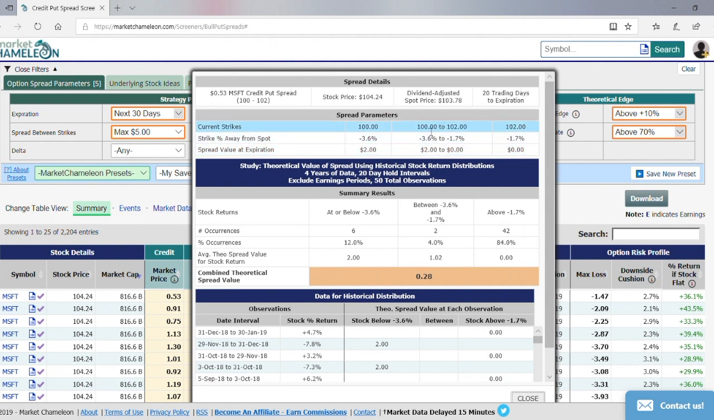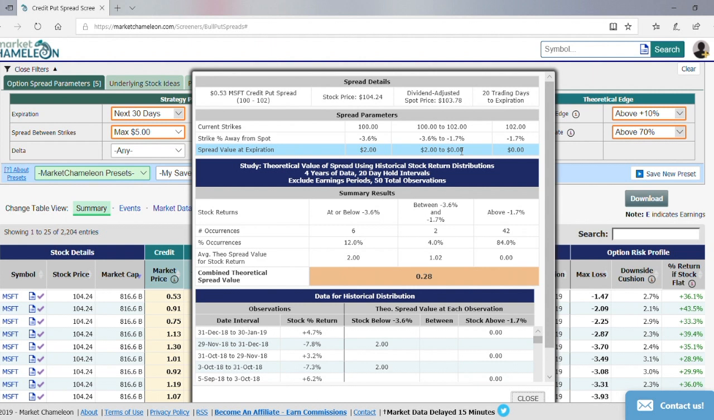Another thing we know is, if Microsoft finishes anywhere between 100 and 102 in the next 20 trading days, or somewhere between minus 3.6% and minus 1.7%, this put spread will be worth anywhere between $2 and $0, depending where it lands. So if it lands at 101, the put spread will be worth $1. If it lands at 101.5, it'll be worth $0.50. So anywhere in between, we know it's going to be worth between $2 and $0.